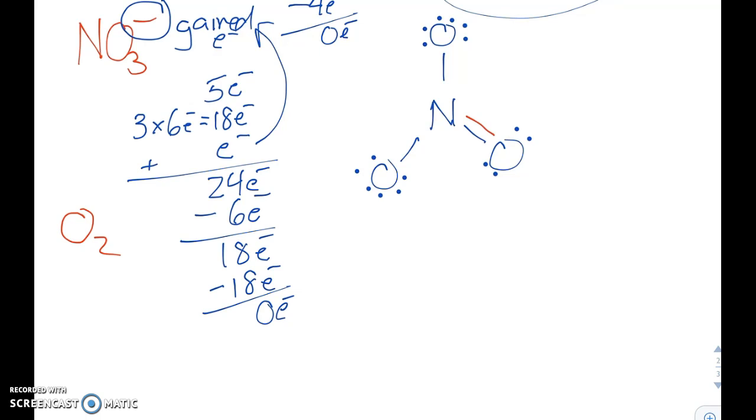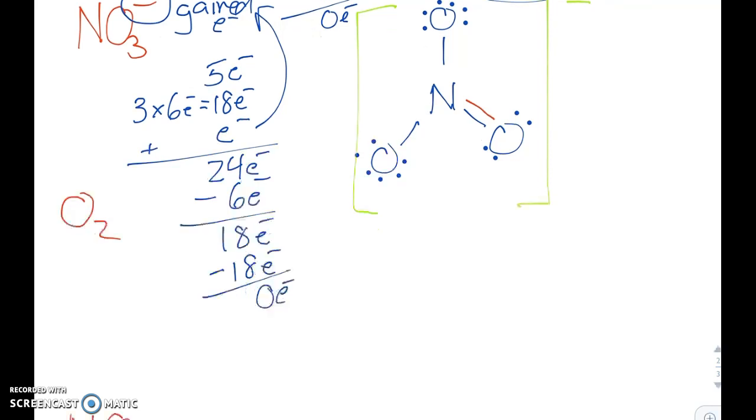Again, they're being shared, but it's happy that it's got its 8, including sharing. And this oxygen is actually still happy. It's got its 4 valence electrons in the bond and 4 not in the bond. That makes 8 total. Now, because this one is an ion, the last thing we'd want to do is put brackets around the whole thing and the minus charge. So that would be the completed molecular Lewis structure for nitrate.